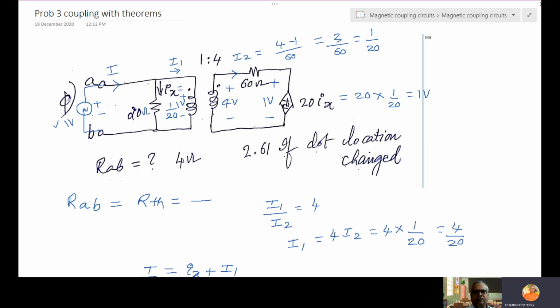Second, I have given homework. If the location of one of the dots is changed, if any one of the dots, this one or this one, is flipped, what is RAB? The answer is given as 2.61.